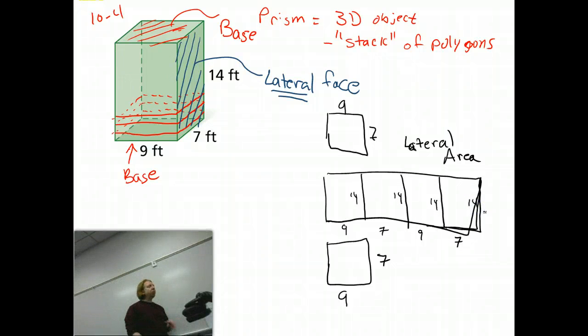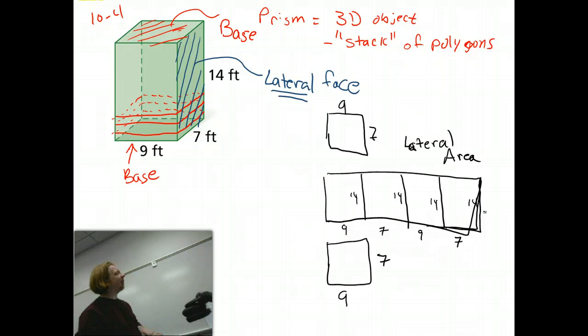All prisms can be broken down into these 3 basic components: the bottom base, the top base, and then the lateral area, which is made up of the lateral faces going around.